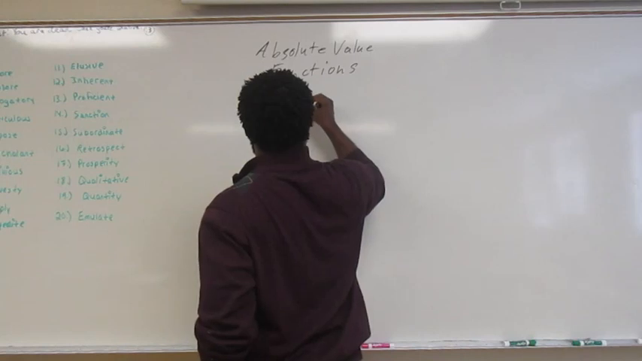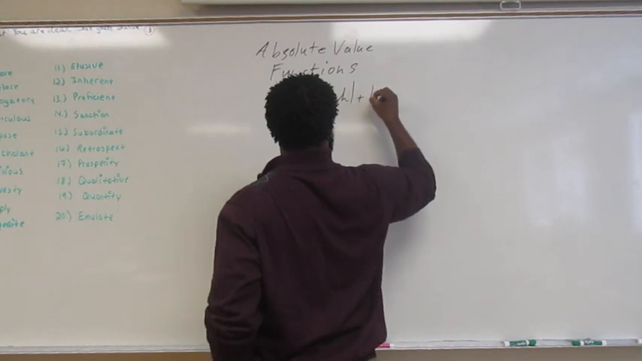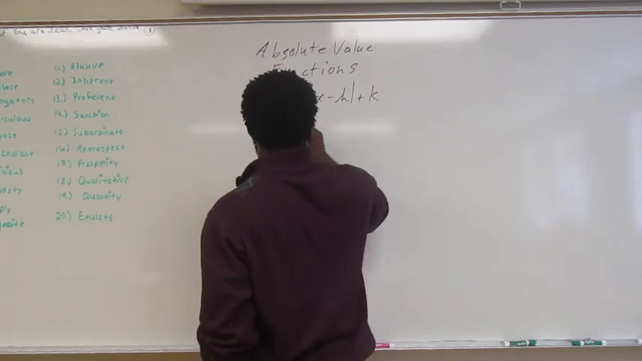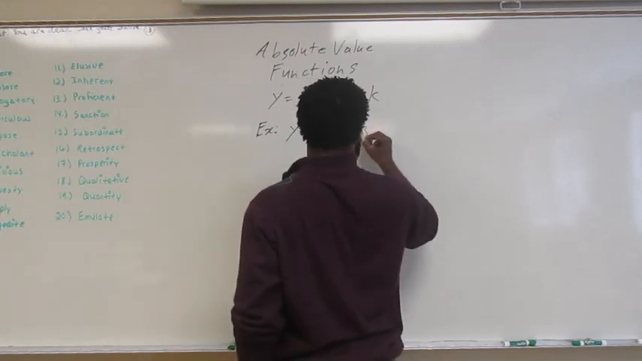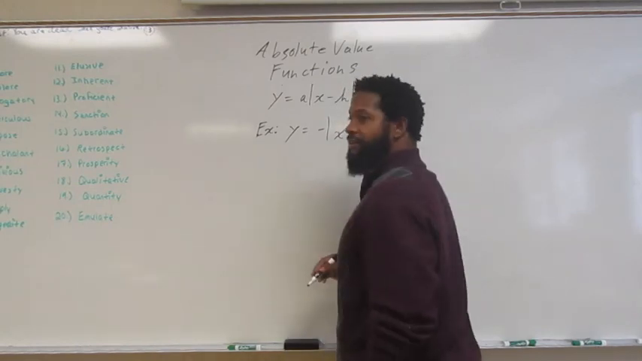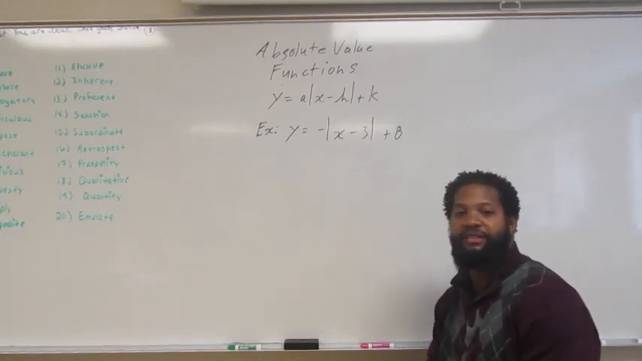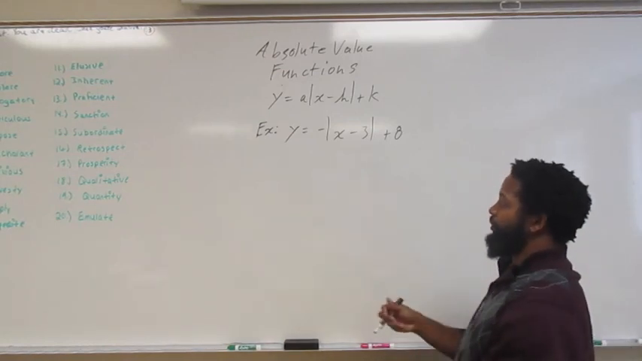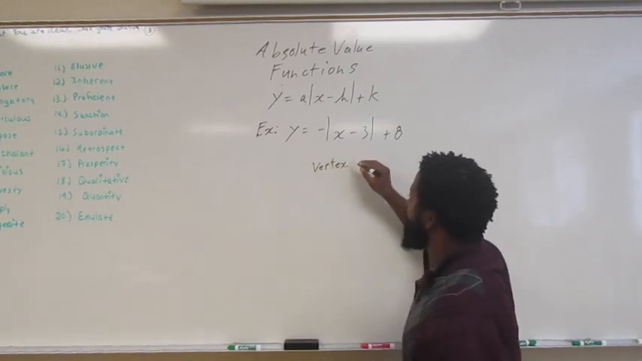Y equal to A absolute value of X minus H plus K. So, for example, you might have Y equal to negative absolute value of X minus 3 plus 8, right? Judging from that formula that I just gave you, what is your vertex?